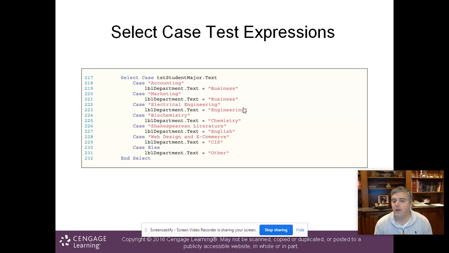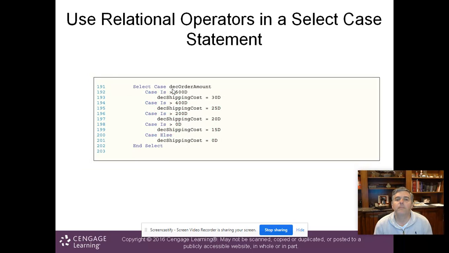Case statements definitely give you fewer options, and they're a lot less complex. So if you just have a simple list, you want to use case statements. If you have ands and ors and stuff like that, you don't want to use a case statement. You can use relational operators in a case statement, though.